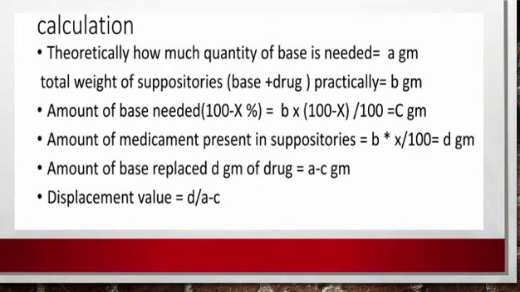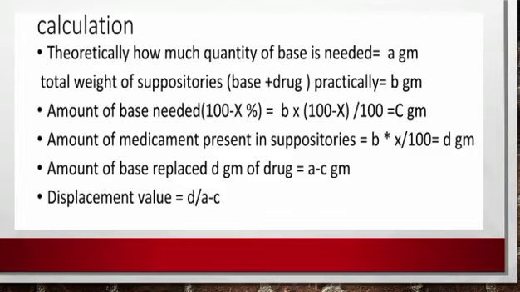Next is the amount of base needed. C gram is equal to B into (100 minus x) divided by 100. B is the total weight of suppositories, which we have taken practically, into 100 minus x. That is the amount of base needed. We do not know how much amount of base is needed, so B into (100 minus x) divided by 100 is equal to C gram.